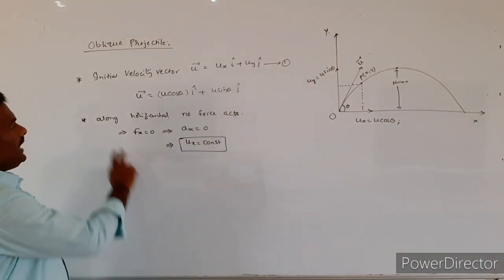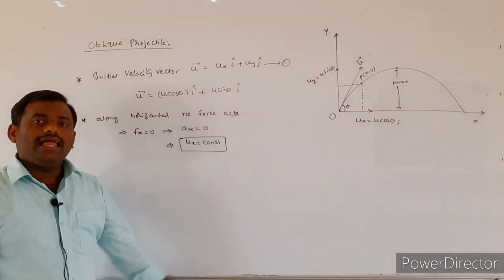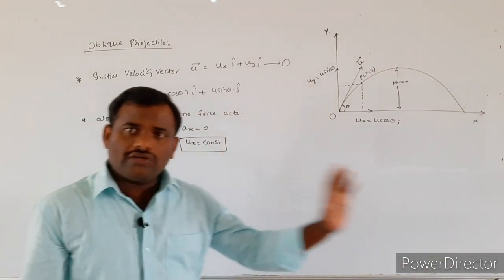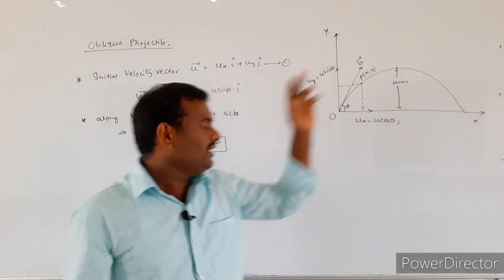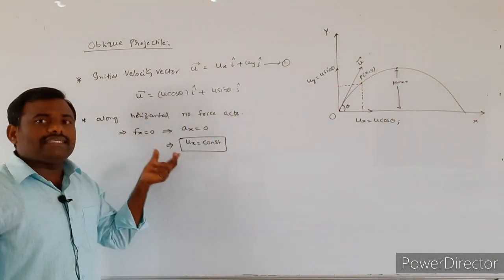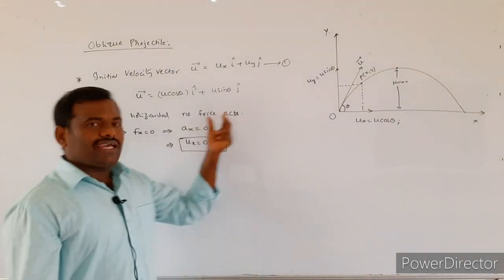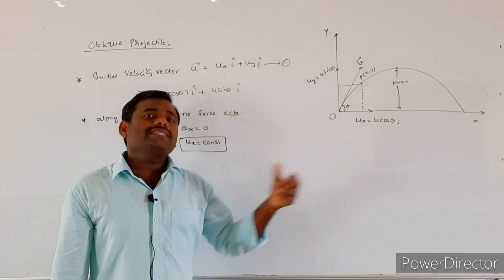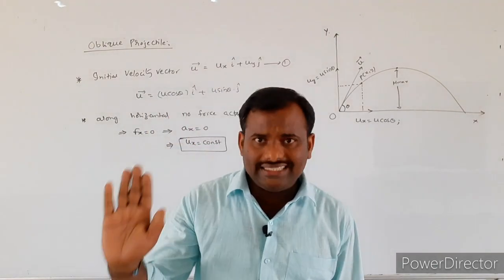That's why I told you that along the horizontal direction no force is acting. The horizontal direction will be taken along the x-axis. That only I wrote here: Fx is equal to 0. If Fx is equal to 0, what does it mean? Ax is equal to 0. Ax is equal to 0 means there is no acceleration along the x-axis.